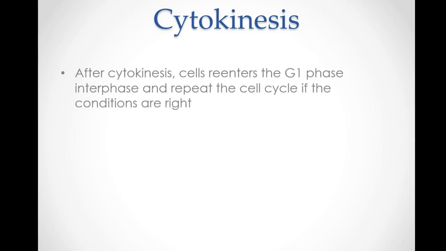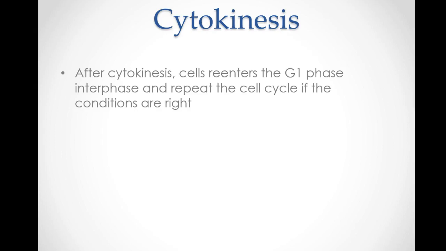All right, so then what happens? Okay, so it's all over. Mitosis is over, cytokinesis is over, and then the cells go right back into interphase. They enter into the gap 1 phase of interphase, and they repeat that cell cycle. And again, how quickly they move through the cell cycle depends on what type of cell they are.